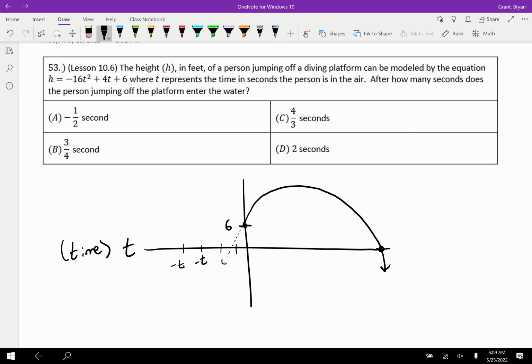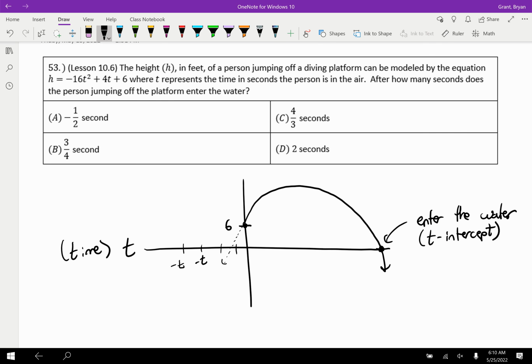So what are we trying to find here? Well, after how many seconds, we're trying to find a time. Does the person jumping off the platform enter the water? Well, on my graph, where do they enter the water? That's right here. This is where they enter the water. And what do we actually call the specific point? This is like our x, or in this case, our t-intercept.